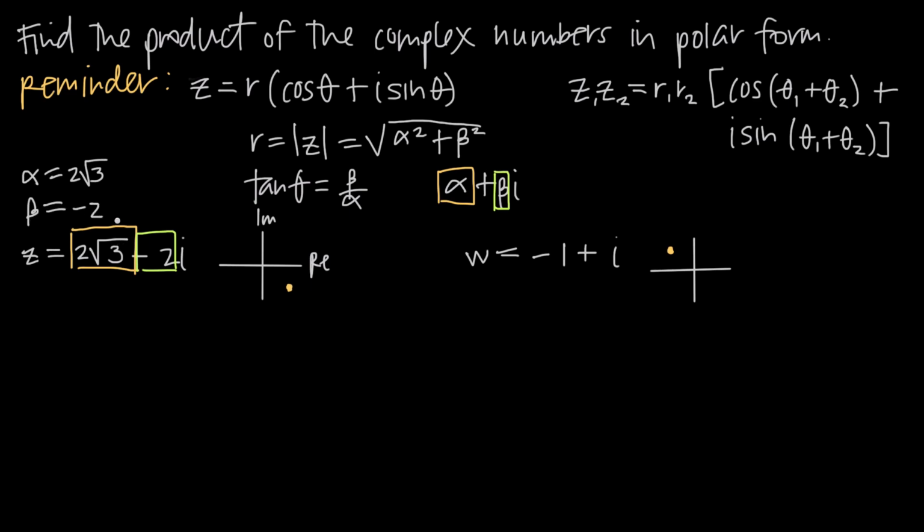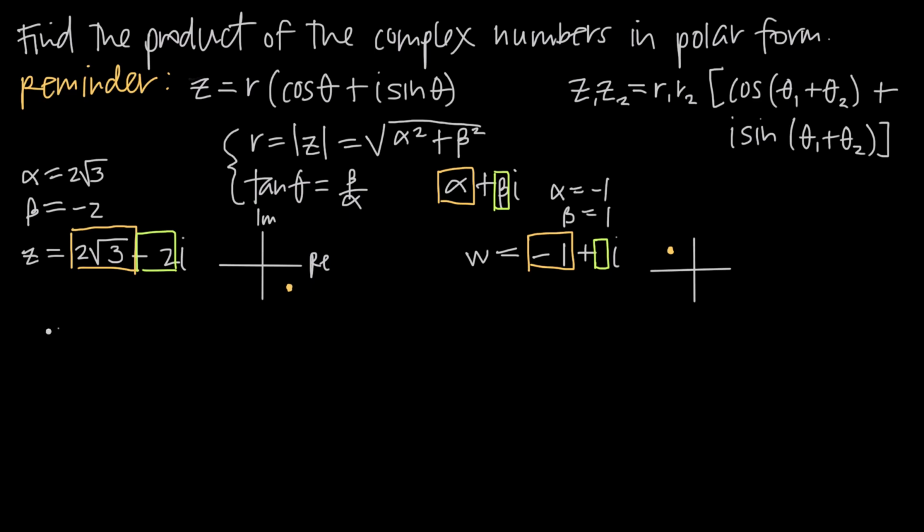In other words, we want to identify the values of alpha and beta. Over here for w, what we see is that we have this negative 1 value for alpha, and that we have a positive 1 value for beta. So then we can say alpha is equal to negative 1, beta is equal to positive 1. So again, the first thing we want to do, identify values for alpha and beta. Once we have those values, we can plug them into these two formulas here for r and theta, because we're going to need values for r and theta.